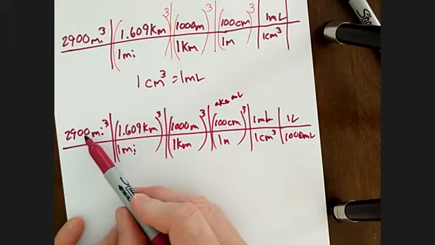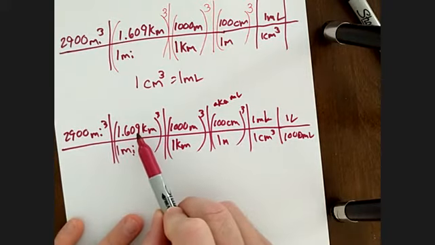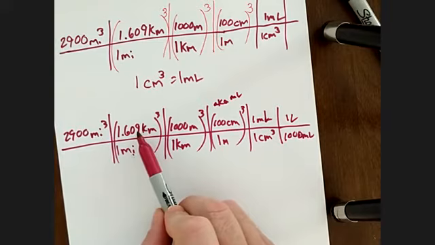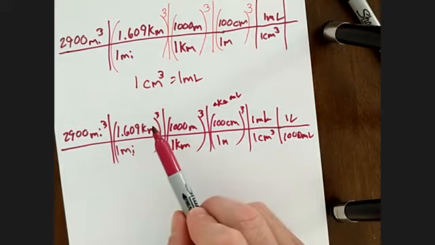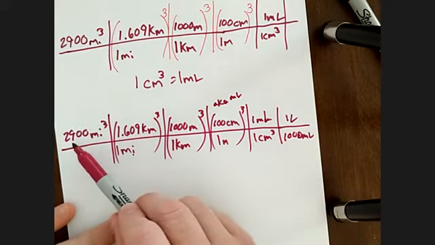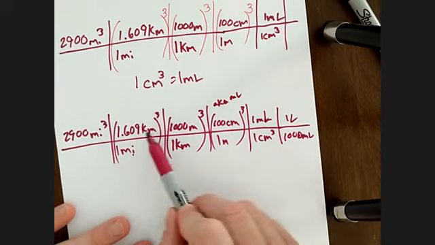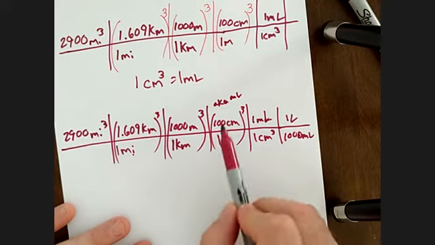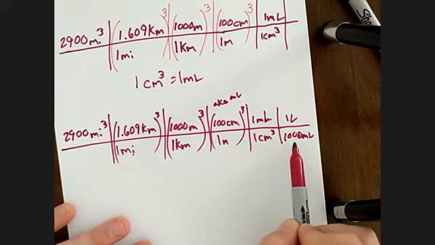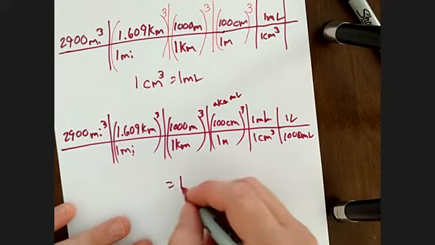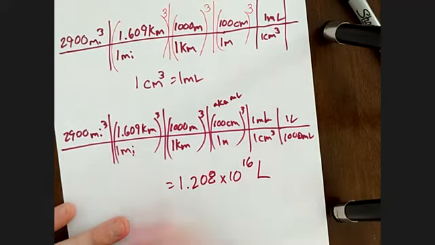Here again, you're going to multiply everything on the top, divide by everything on the bottom. But we can't forget to go back and do our numbers where we're cubing these terms. If you have a scientific calculator, again, parentheses are your friend here. So the 2900 times parentheses 1.609 cubed, times 1,000 cubed, again more parentheses, times 100 cubed, more parentheses, divided by 1,000. And here you're going to get 1.208 times 10 to the 16th liters.